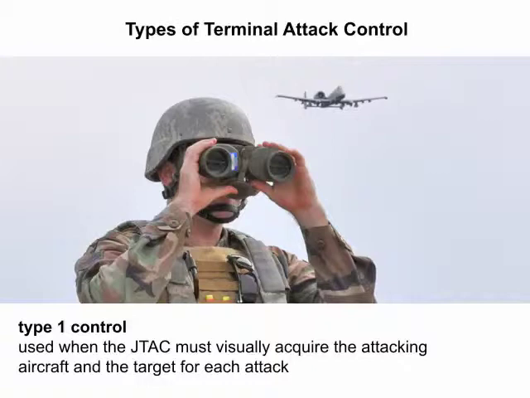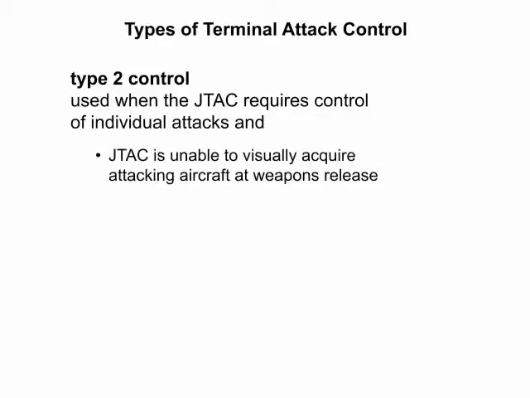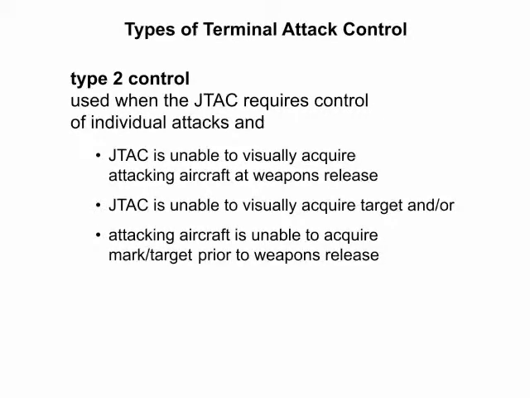Type 1 control is used when the JTAC must visually acquire the attacking aircraft and the target for each attack. Type 2 control is used when the JTAC requires control of individual attacks and any or all of these conditions exist. JTAC is unable to visually acquire the attacking aircraft at weapons release. JTAC is unable to visually acquire the target, and/or the attacking aircraft is unable to acquire the mark or target prior to weapons release.